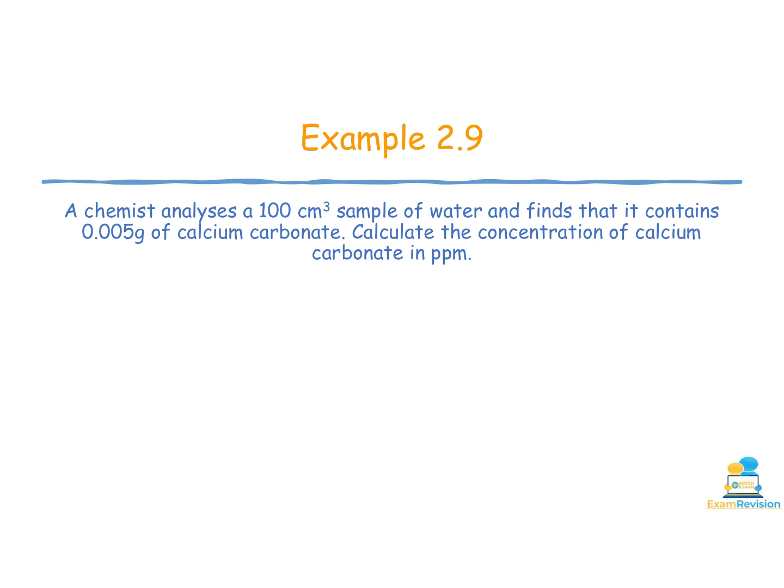In 2.9, it says a chemist analyses a 100 centimetre cubed sample of water and finds that it contains 0.05 grams of calcium carbonate. Calculate the concentration of calcium carbonate in parts per million. This is more like an exam type question that you might see on parts per million. Again, as it's ppm, I'm going to write down exactly what ppm means. ppm means parts per million or milligrams per litre. If you know that, this question becomes a little bit easier.